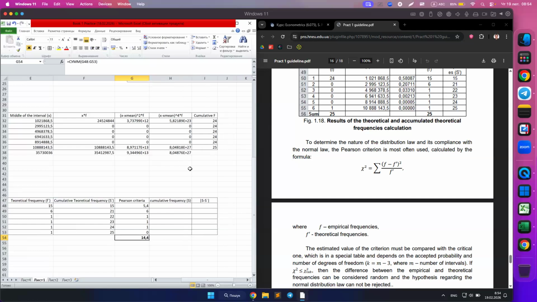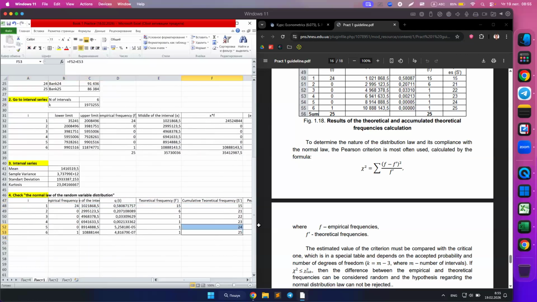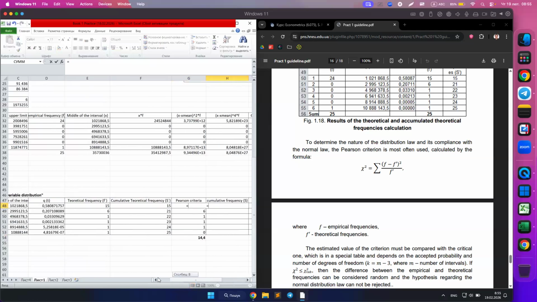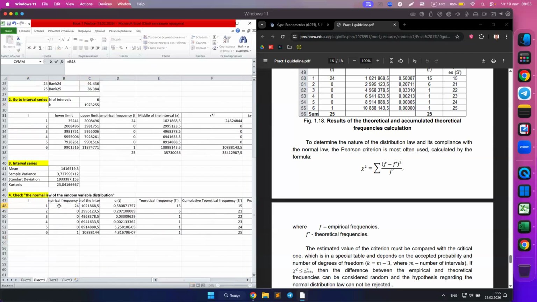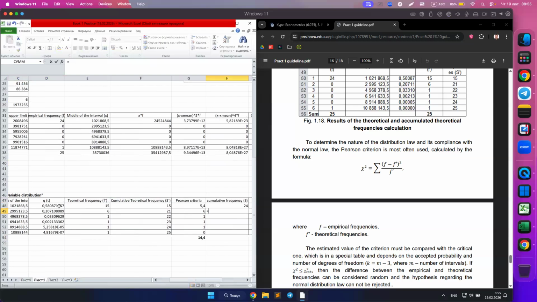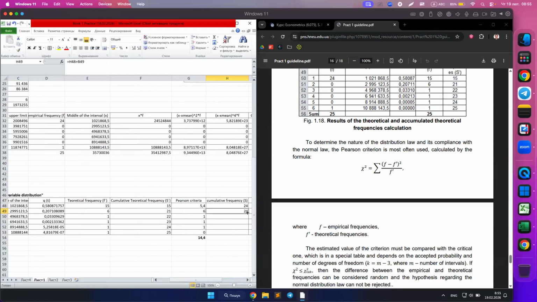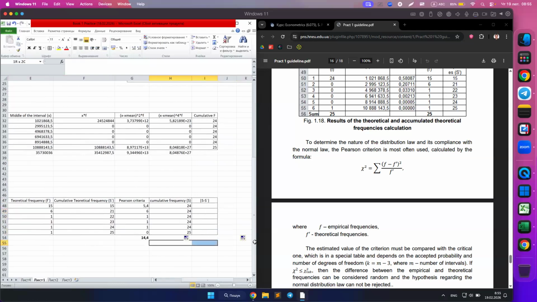Next step, we have to find the cumulative frequency for our empirical frequency. So for this first value, it's our first empirical. Next value, second, third, etc. It's our previous cumulative plus the next frequency. And we achieve this part of the table.